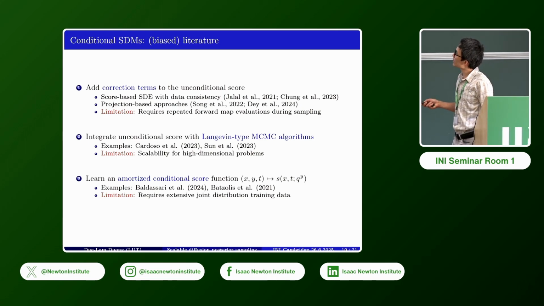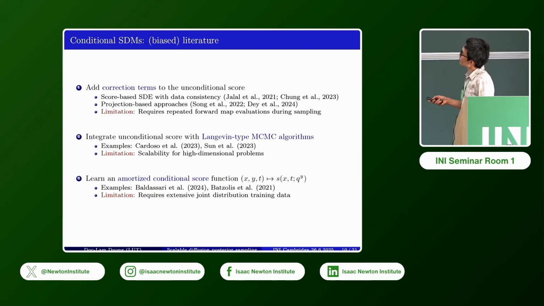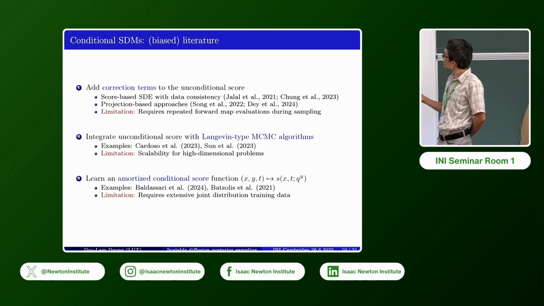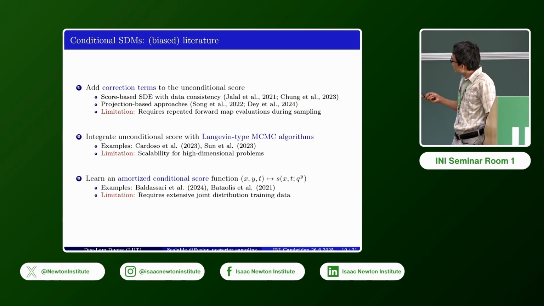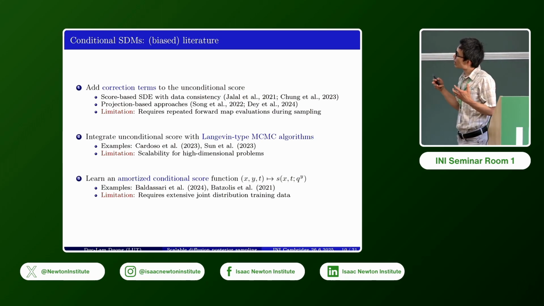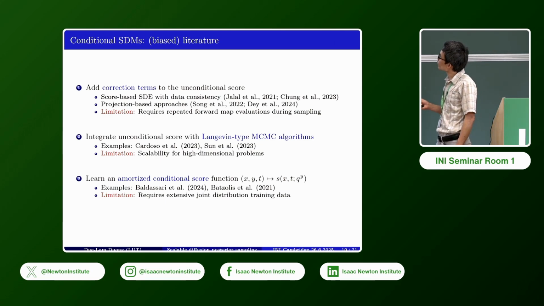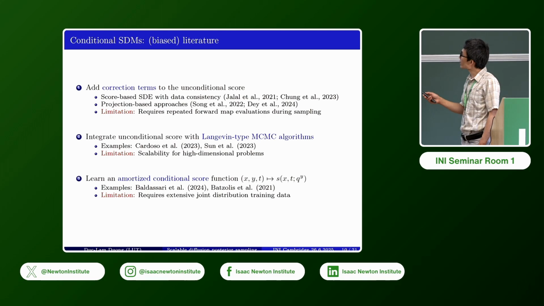The third group tries to learn some amortized conditional score, and one of the leading works in this is by Baldassari and others. So instead of trying to approximate this conditional score, they try to learn the conditional score itself or some amortized version of it. But again, this is quite challenging because it requires extensive training data.